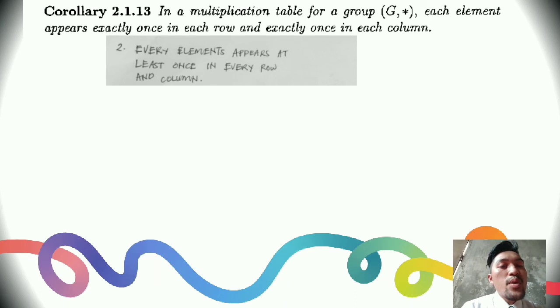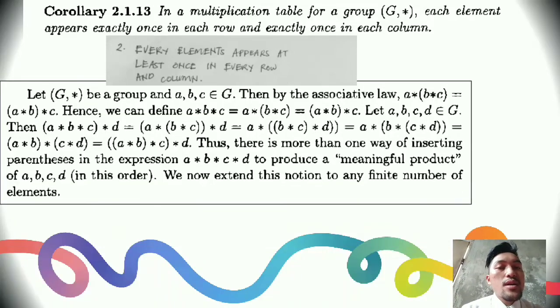And for the second way, every element appears at least once in every row and column. So let G star be a group and A, B, C elements of G. Then by the associative law, (A star B) star C equals A star (B star C). Hence we can define A star B star C to be equal to either grouping. As you could notice, by using the associative law, we can move our parentheses from element to element.